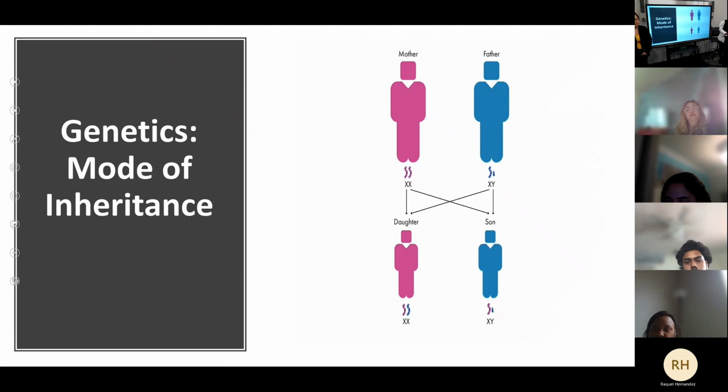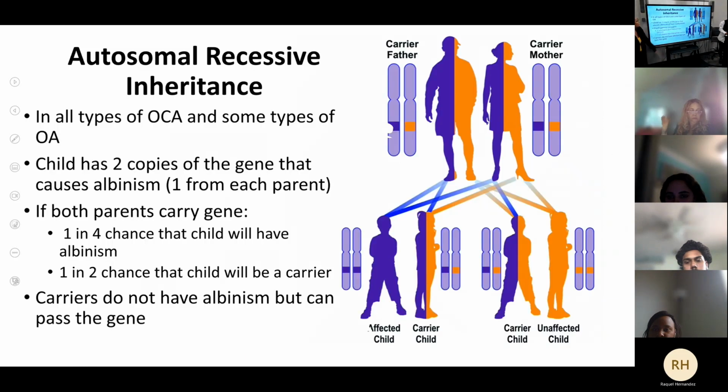Okay, next we'll be covering some genetic modes of inheritance. So how do people come up with albinism? The first is autosomal recessive inheritance. This is a way syndromic albinisms also get inherited. So as I mentioned, Chediak-Higashi. And in this case, parents can have the gene, they can be carriers, but that doesn't always mean their child will be affected. It varies, a 1 in 4 chance, 1 in 2 chance.